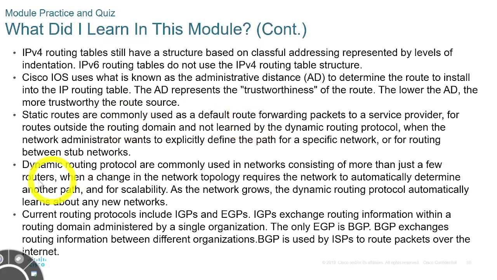Dynamic routing protocols are commonly used in networks consisting of a large number of routers, and when a change in the network topology requires the network to automatically determine another path because we lost one node, so the path is broken. We should find another route. As the network grows, the dynamic routing protocol automatically learns about any network changes.